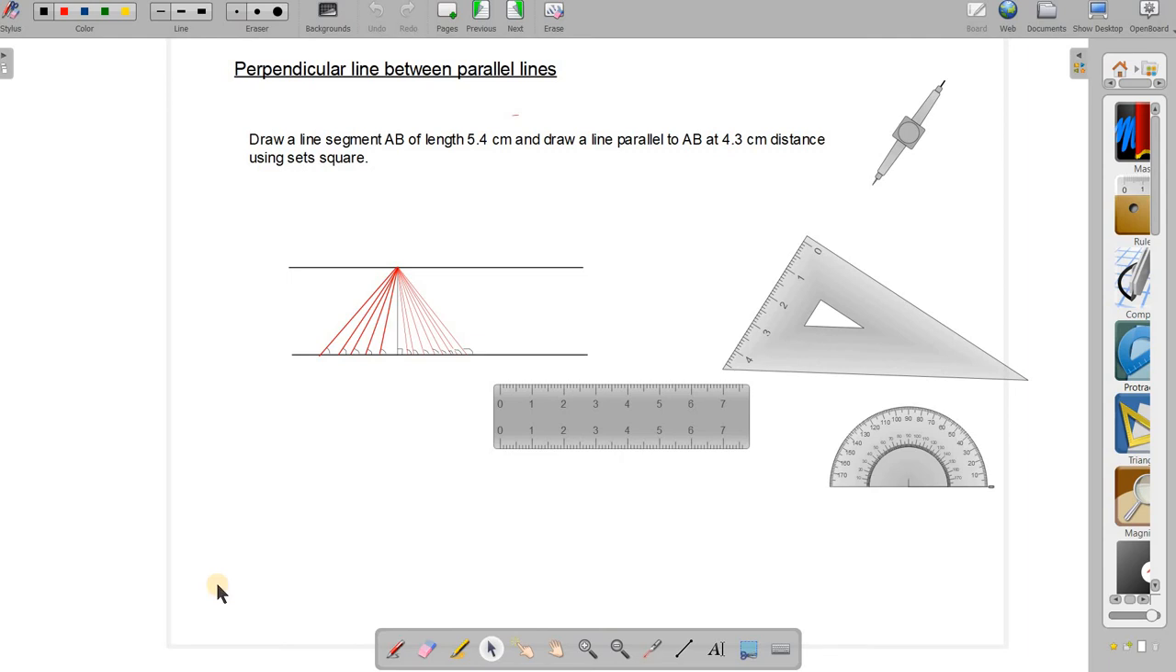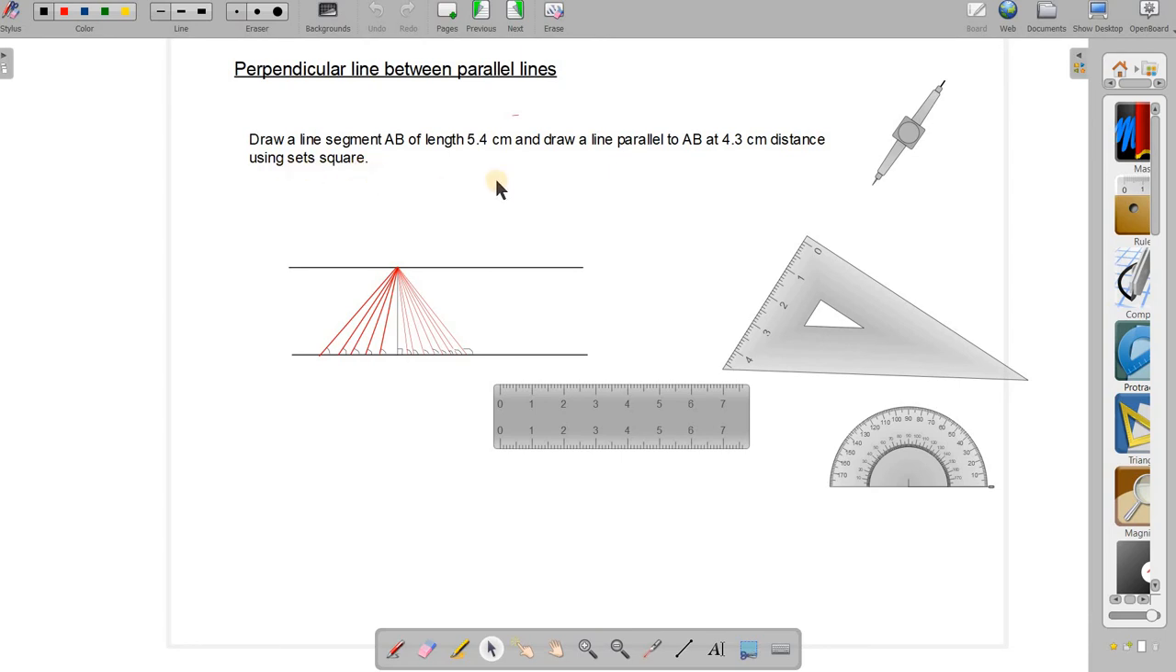Welcome students. In this session we will study about drawing a line parallel to another given line at a given distance from the given line. The question may be something like this. Draw a line segment AB of length 5.4 centimeter. This is the given line, and draw a line parallel to AB at 4.3 centimeter distance from it using set square.